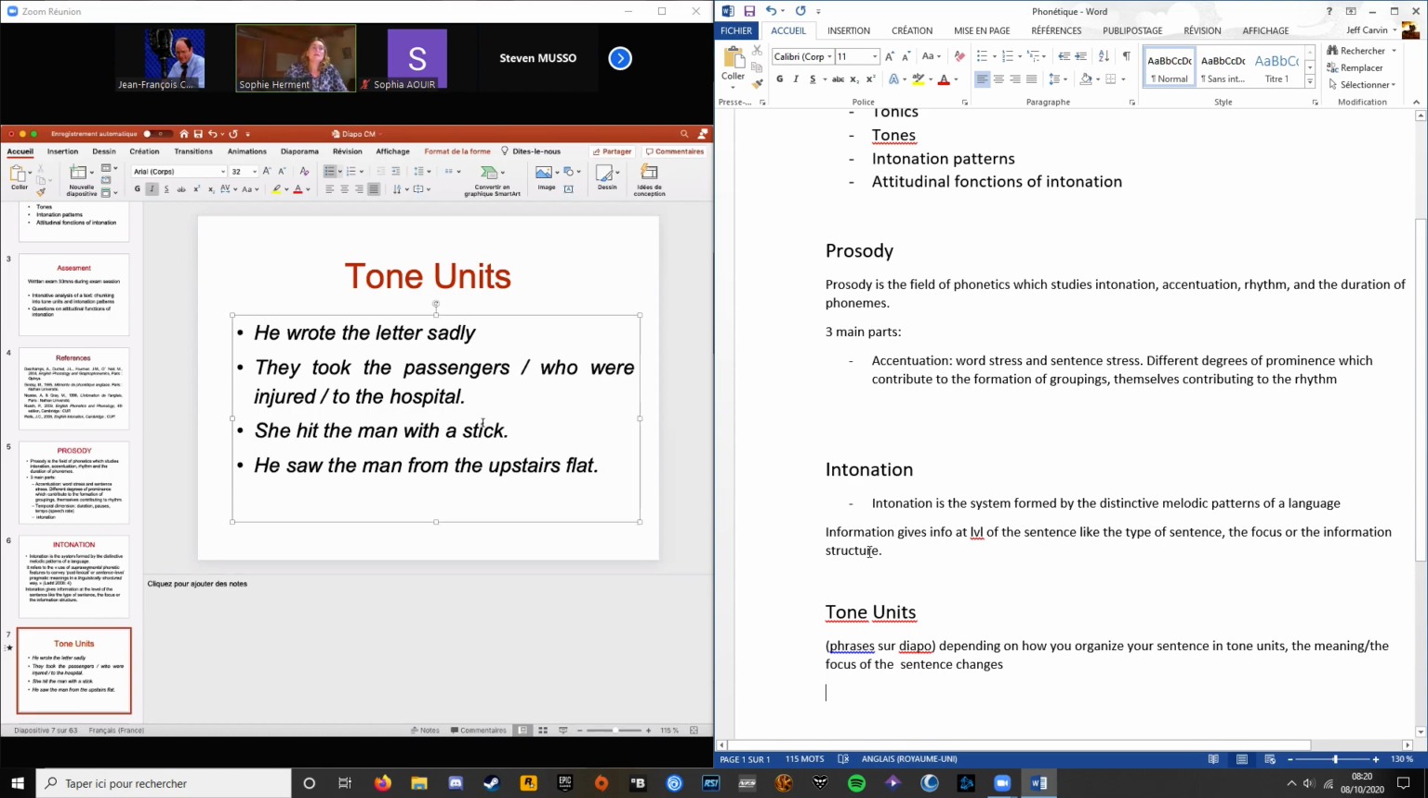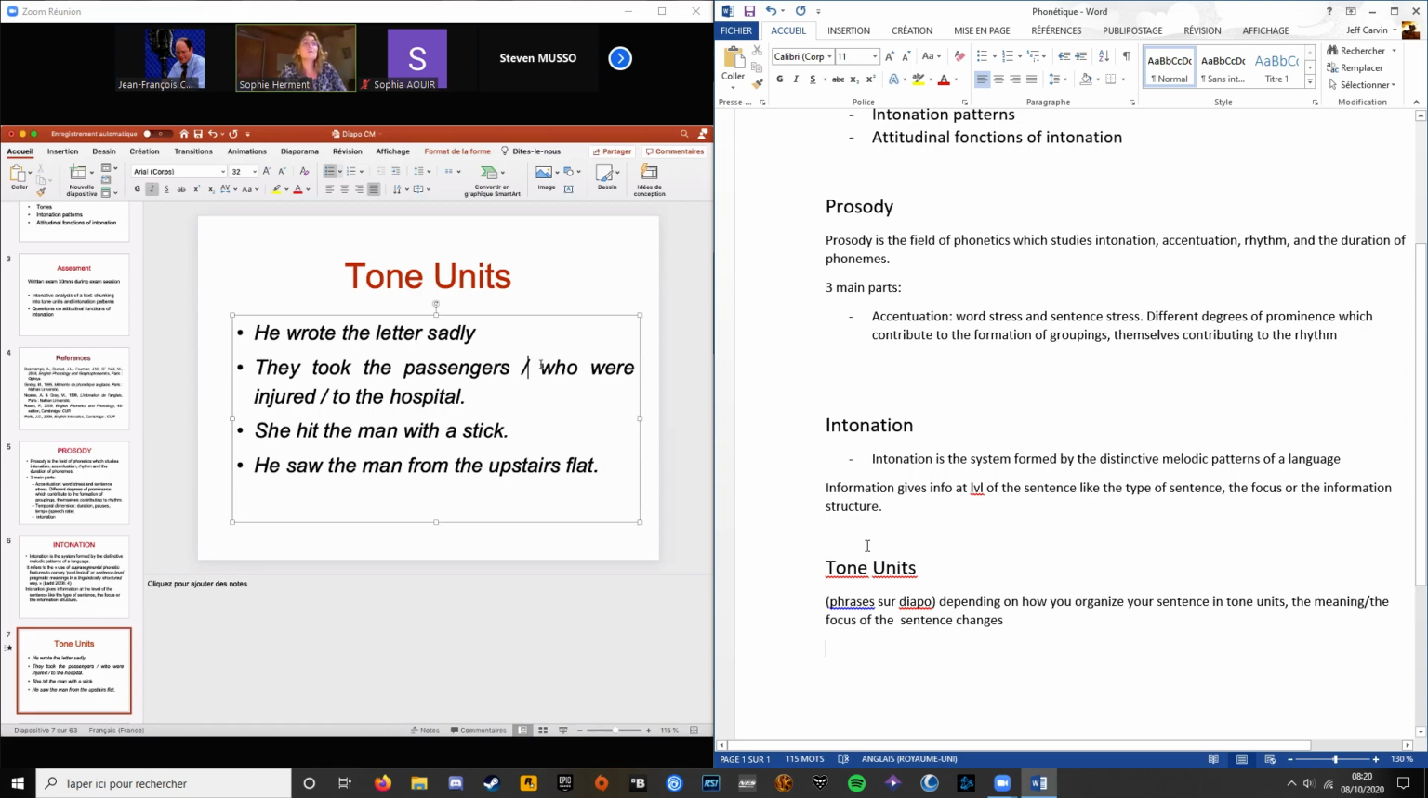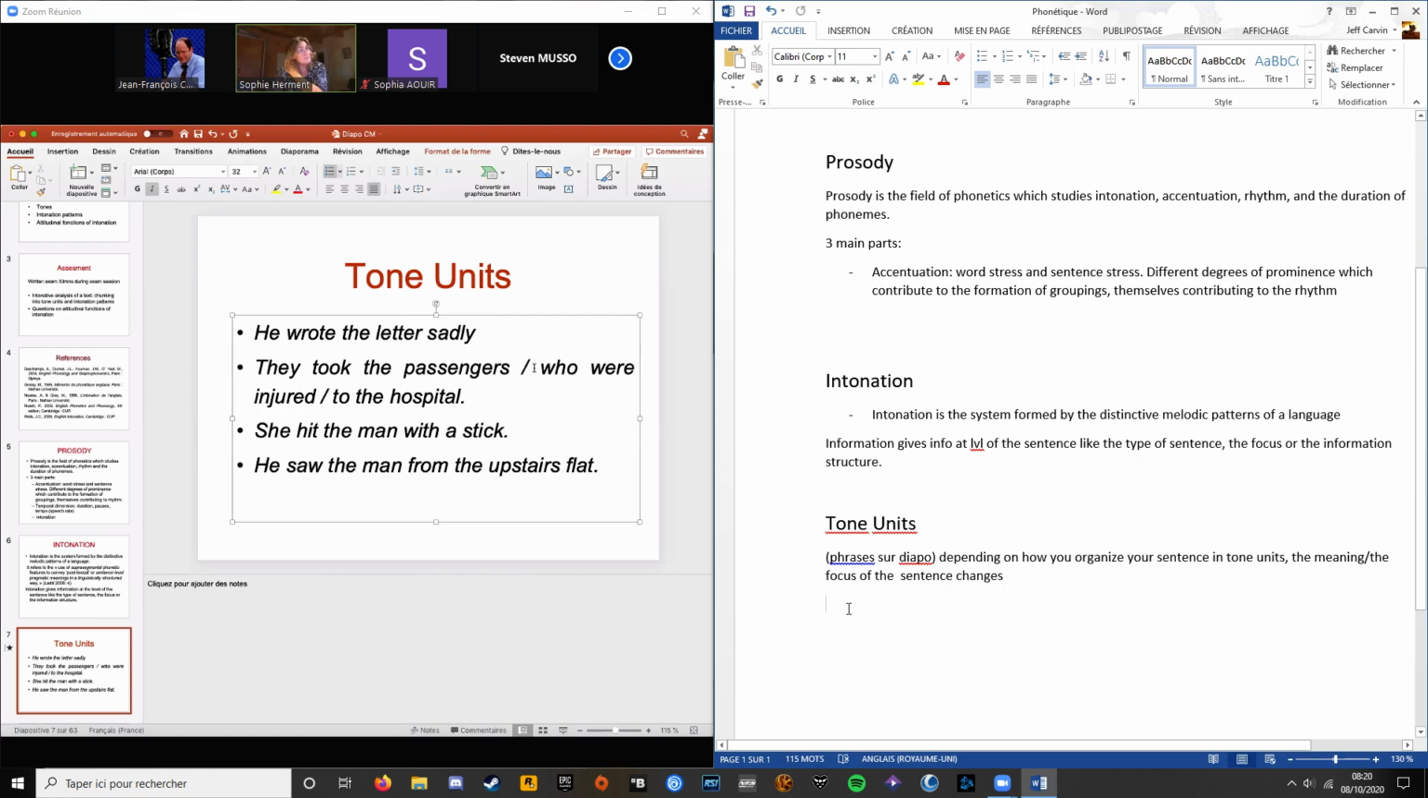Okay, this is exactly the same in French. It's the difference between the two relatives. Here you have a determinative relative or an appositive relative. So here, when you do this division, it's an appositive relative. You just make a pause here. And if you do this, it's a determinative relative. Okay.